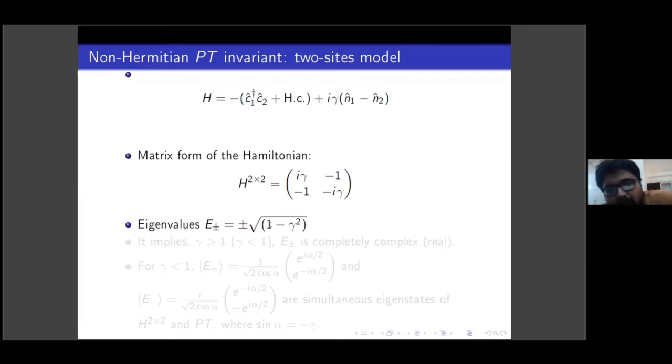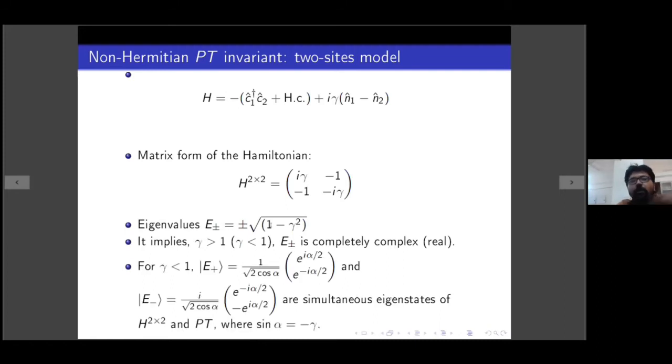So from just the spectrum, you can say that when gamma is less than 1, I have a PT symmetric phase, and when gamma is greater than 1, I have a PT broken phase. As a matter of fact, you can also compute the eigenstates corresponding to E plus and E minus, and you can easily verify that these are also simultaneous eigenstates of this 2 cross 2 Hamiltonian as well as the PT operator. And that happens only when gamma is less than 1.